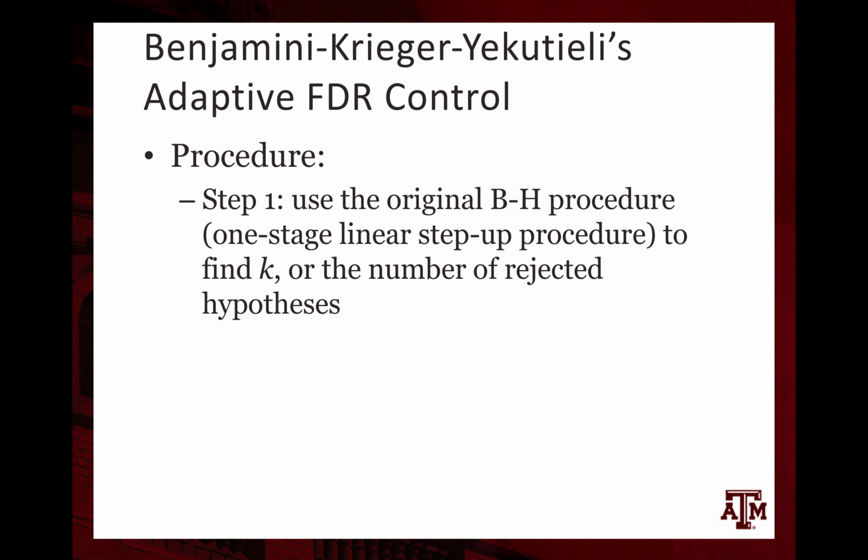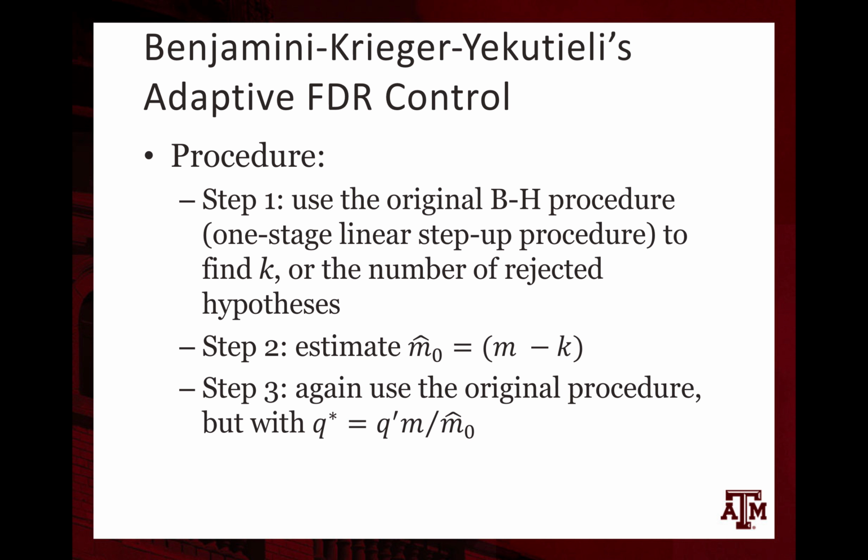The method itself is given as follows. Step one is we're going to use the original BH procedure to find K, or the number of rejected hypotheses. In the example that we looked at, K was 4. Step 2 is to estimate M naught hat, which is given by M minus K. Thinking back to that example we looked at in GitHub, the total number of hypotheses that we evaluated was 15, and the number of rejections was 4. So M naught hat is equal to 11.